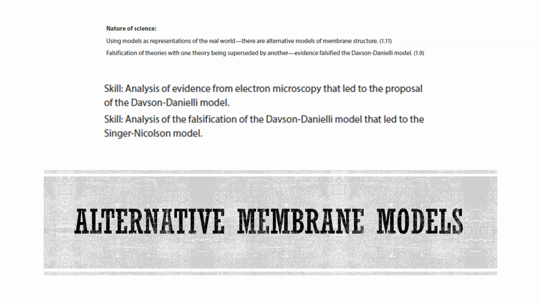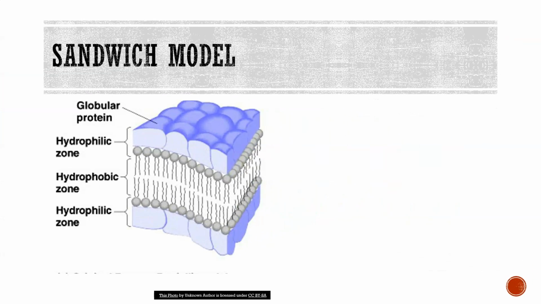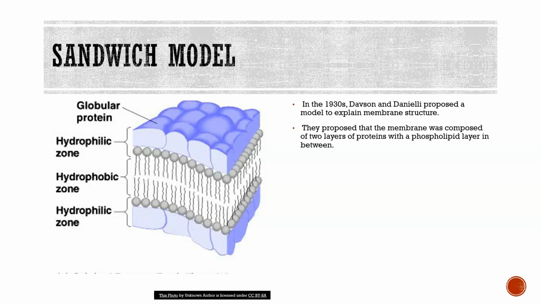Now, we're also looking at some skills here. We're looking at the analysis of evidence from electron microscopy that led to the proposal of the Davson and Danielli model. Okay, and we're also looking at the falsification of that model that then led to our Singer and Nicolson model. Okay, so back in the 1930s, Davson and Danielli proposed a model that explains membrane structure. Okay, and this is their model here, the sandwich model.